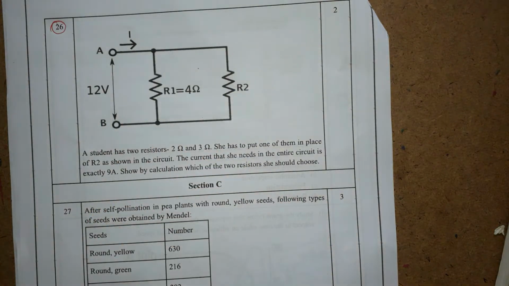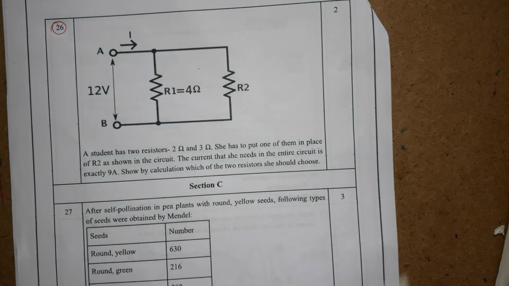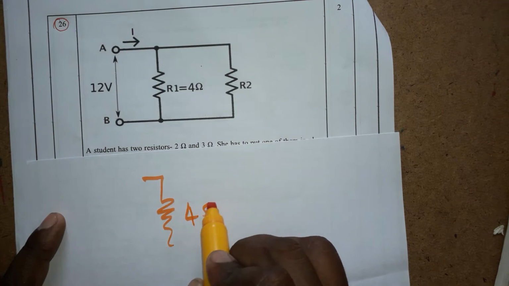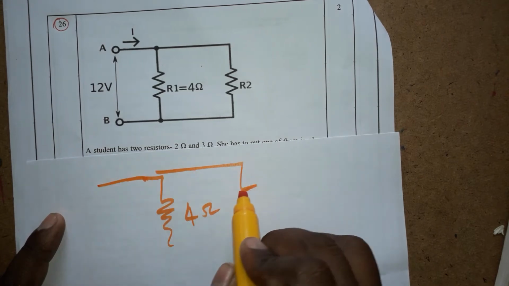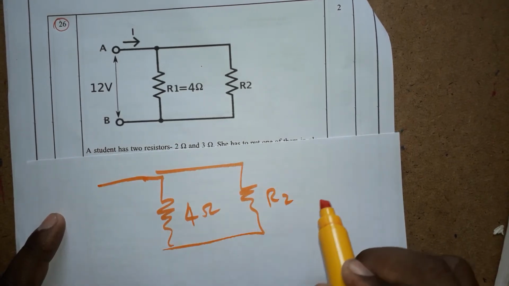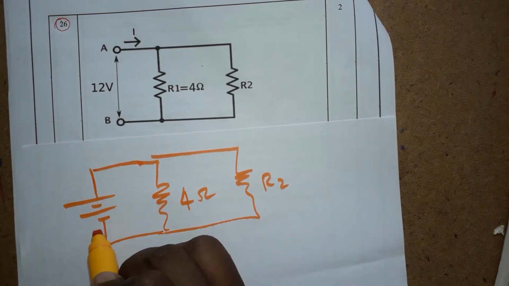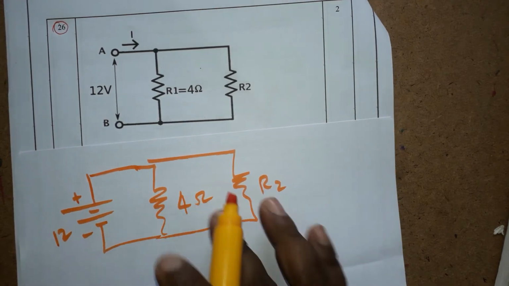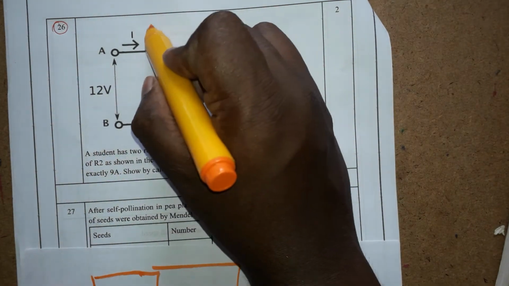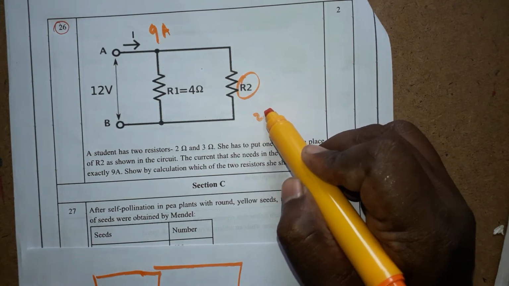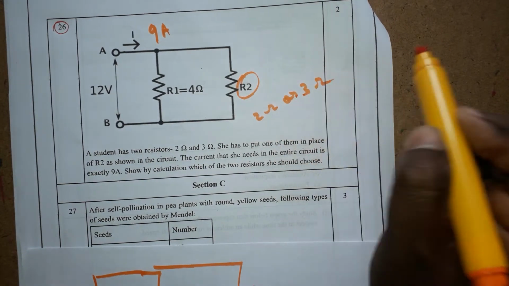This is an electricity question, which is again one more easy question. Okay, they asked this resistance is 4 ohms, and this resistance R2 they don't know. They applied a battery of 12 volt, the battery plus minus 12 volt. The question asks the current is flowing as 9 ampere in this circuit. What is the R2 resistance? R2 resistance is 2 ohms or 3 ohms. That is the question asked.